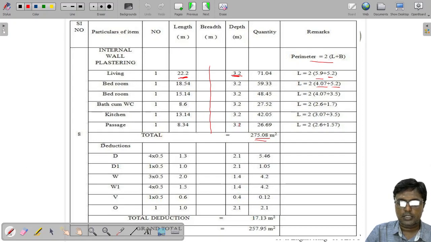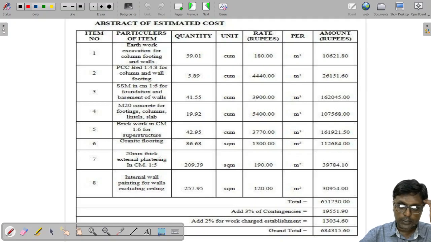So after calculating this, let us deduct. So 275.08 minus 17.13 is the total deduction. That will add up to 257.95 square meters. Okay. Finally, after doing this, we have to do the abstract of estimated cost, that is, we have to calculate the total quantity. These are the quantities of items that you have calculated. These 3 items we calculated in session 25, and the remaining 5 items we have calculated in this session, number 26.